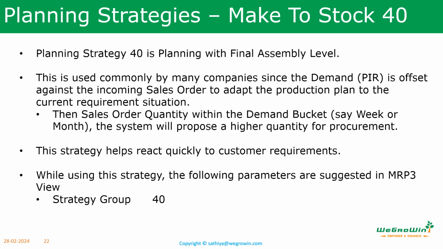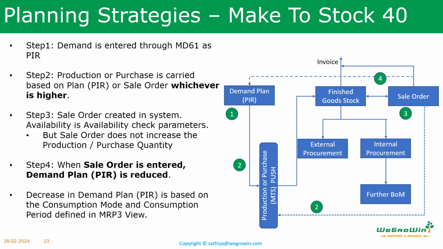Strategy 40. This is planning with final assembly. This is used commonly by many companies since the demand will offset against the incoming sales order to adapt the production plan. And when the sale order quantity is more than the plan, system will consider the sales order also in addition to forecast. In a way, indirectly it is becoming make to order also in that case. So when you use this strategy, the parameters used are strategy group 40, mixed MRP2. This strategy helps react quickly to customer requirements.